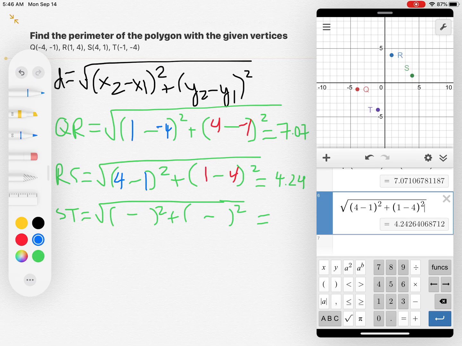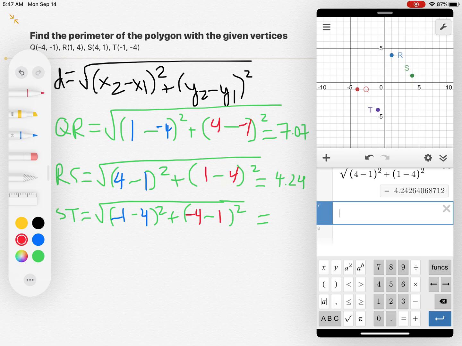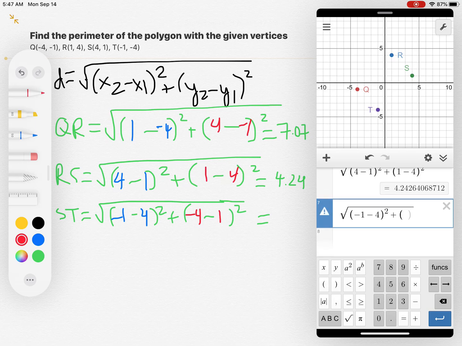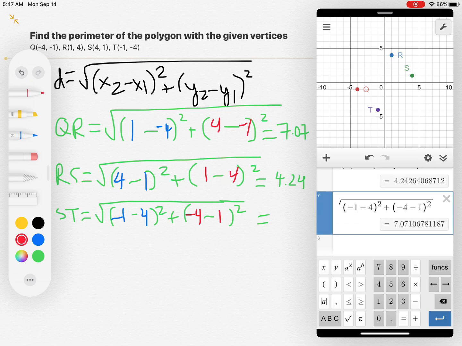Starting with x's, T's x coordinate is negative 1. S's x coordinate is 4. Looking at y coordinates, T's y coordinate is negative 4. S's y coordinate is 1. Let's put that all into Desmos. So square root parentheses. And then just type in what you see. Nothing too crazy here. Notice that's the same as what we got for QR, and that is perfectly fine.